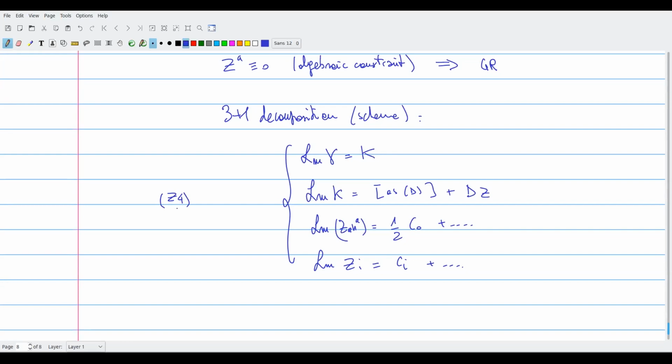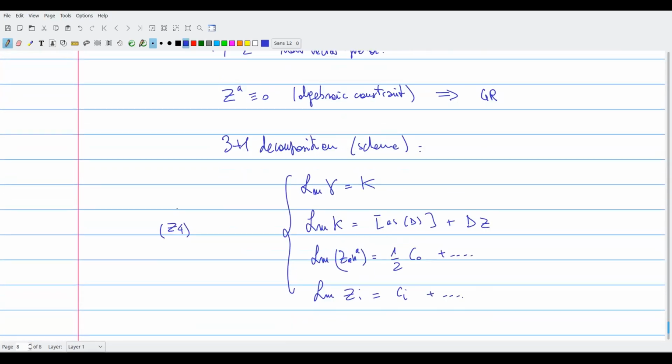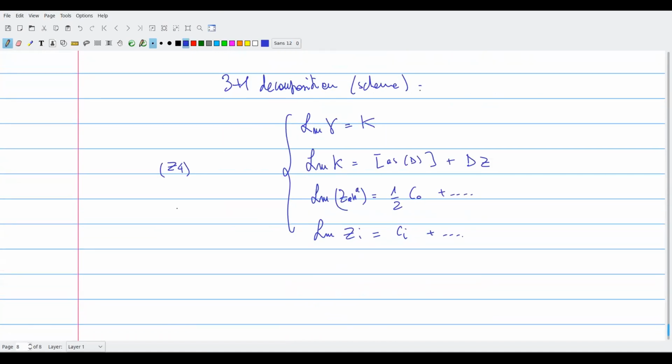So in some sense, with this extension, all the equations become dynamical. And if you consider the Bianchi identity, they give you an equation for Z that turns out to be linear.